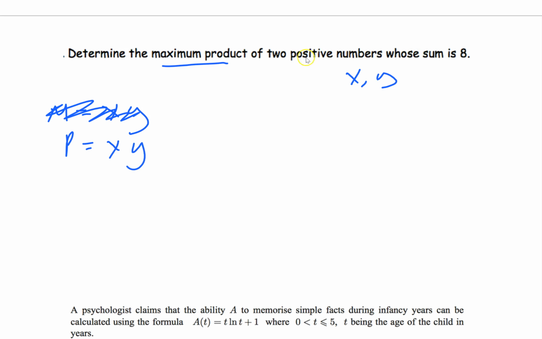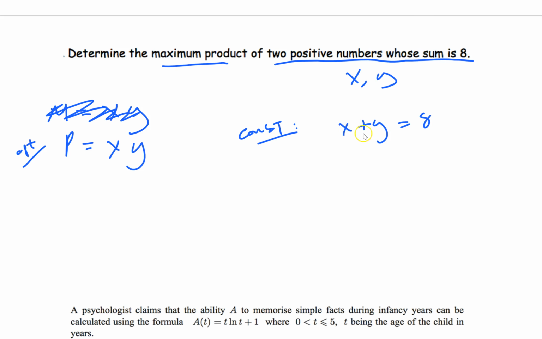So they tell you this other information. Two positive numbers whose sum is 8. That's your constraint. Right? So this is what I'm trying to optimize. My constraint is that when I add them up, sum, it equals 8. Right? So it's the exact same type of problem we just did earlier, just a much smaller scale.